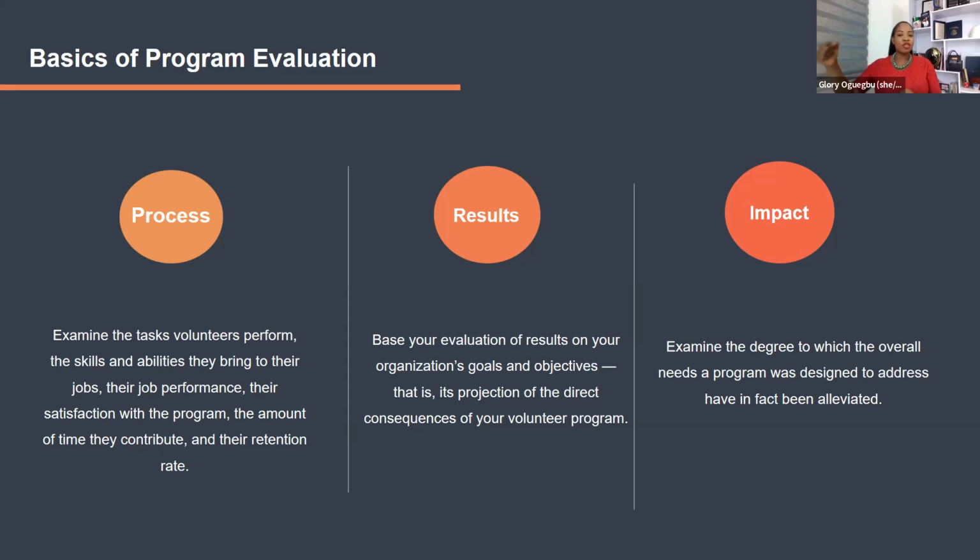How many communities got trained? How many communities changed their behavior? How many communities built sandbags to stop flooding? How many communities did what as a result of your training? That is your impact.